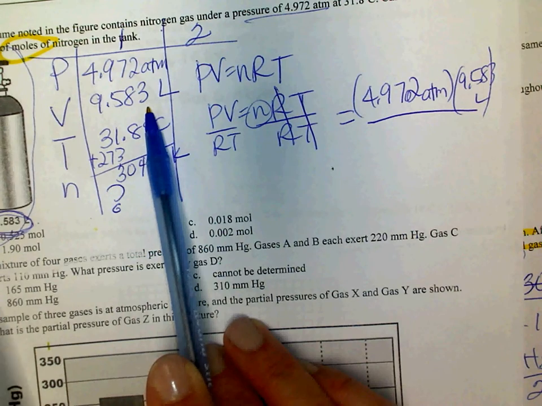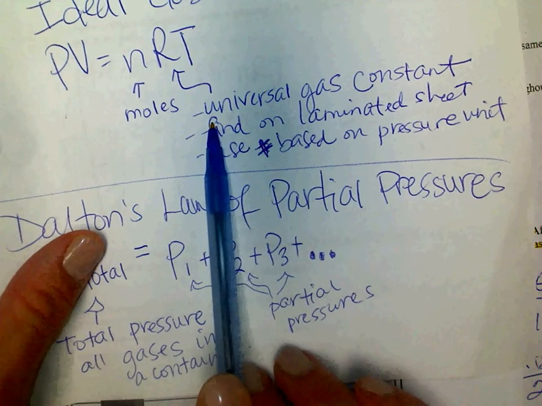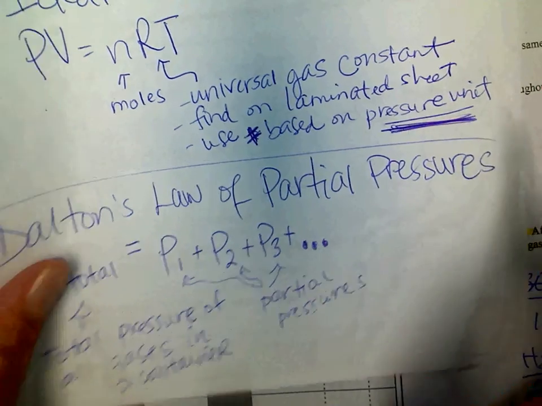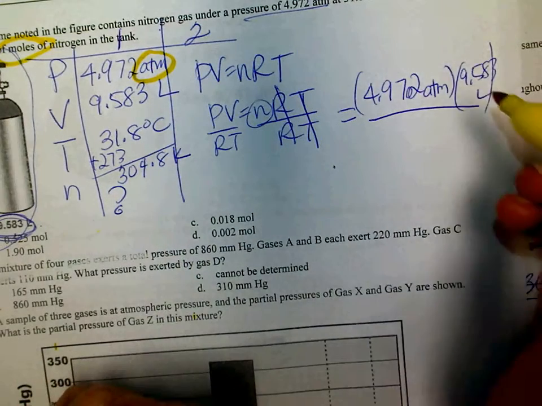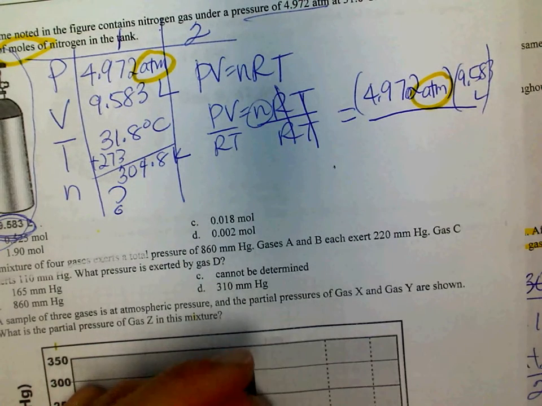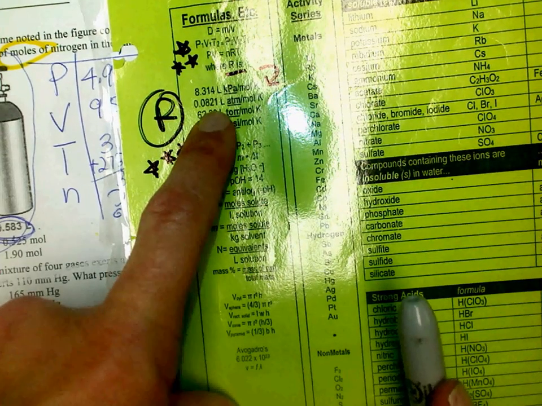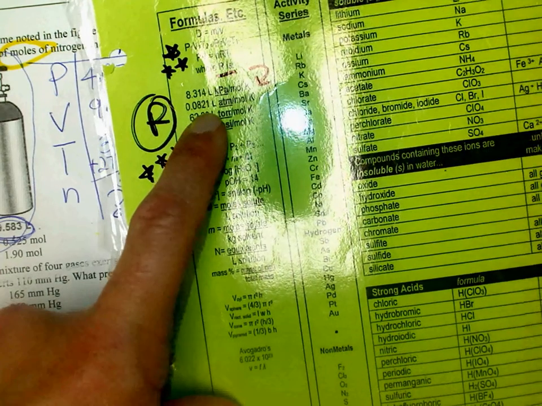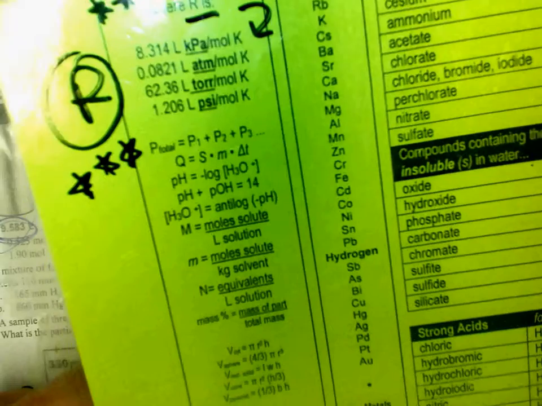Look, I'm flipping to this for a minute. Where do I decide what my universal gas constant is? Based on my pressure unit. What's my pressure unit? Atmospheres. What is the R value that goes with atmospheres? It's 0.0821 liter atmospheres per mole Kelvin. Do you see how I choose that? I look for atmospheres because that's my pressure unit.